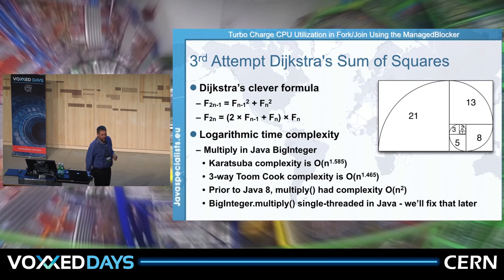The third one is a slightly better approach, where we are, first of all, improving the algorithm to use a more intelligent one. In this case, we're using Dijkstra's sum of squares. It has logarithmic time complexity, which is of course much better. And the multiply in Java 8 has also improved a lot from previous versions. In previous versions, multiply was quadratic, whereas now it's either n to the power of 1.585 or n to the power of 1.465, which makes a huge difference. When we see the graphs, you'll see that it's much, much faster.